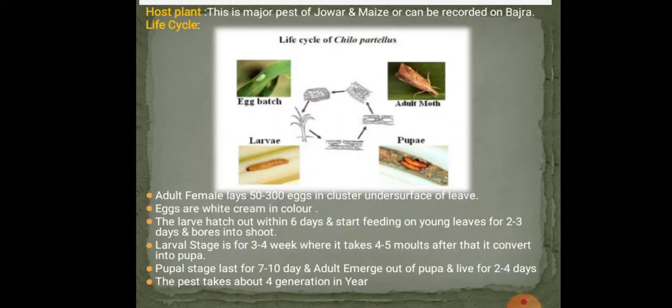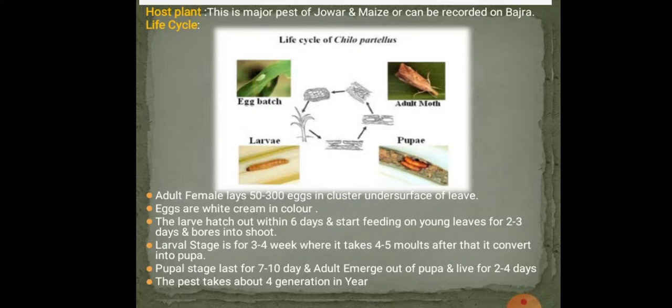Then we move towards the life cycle of this jawar stem borer. The host plants of this borer are mainly jawar, and maize or bajra can also be recorded. The life cycle shows holometabolous development, meaning four stages are included in their life cycle: first egg, larva, pupa and adult. The adult female can lay 50 to 300 eggs in clusters under the surface of the leaves.